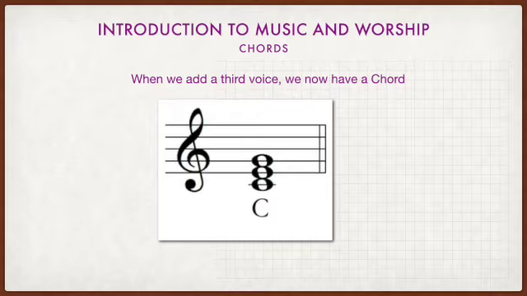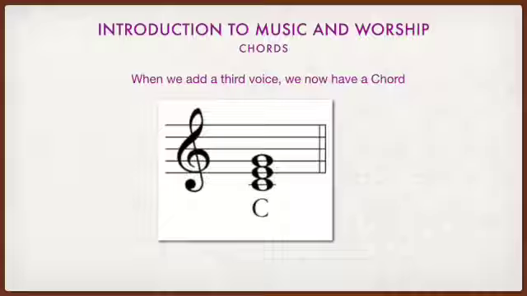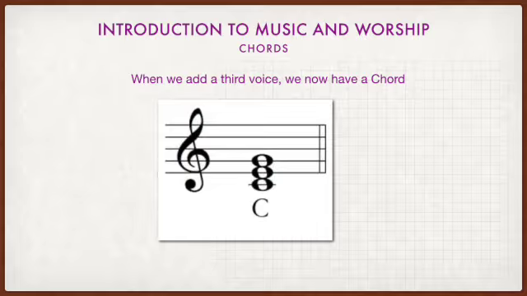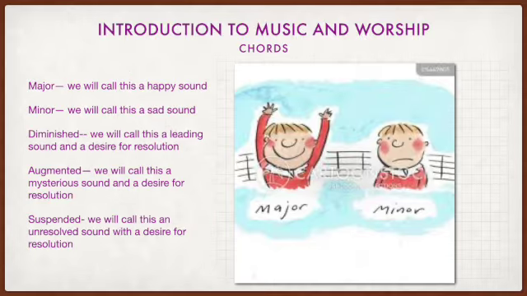So we've already seen that the vibrations of pitches affect our emotions in a universal way. We call these combinations of vibration chords, and we've given them names so we can organize them in our brains. We're only going to discuss 5 basic types of chords, although there are many, many more. And the 5 are going to be the major chord, which is a happy sound.